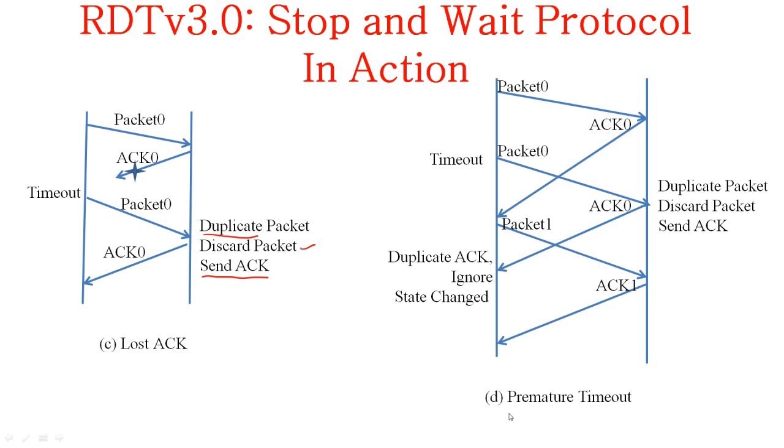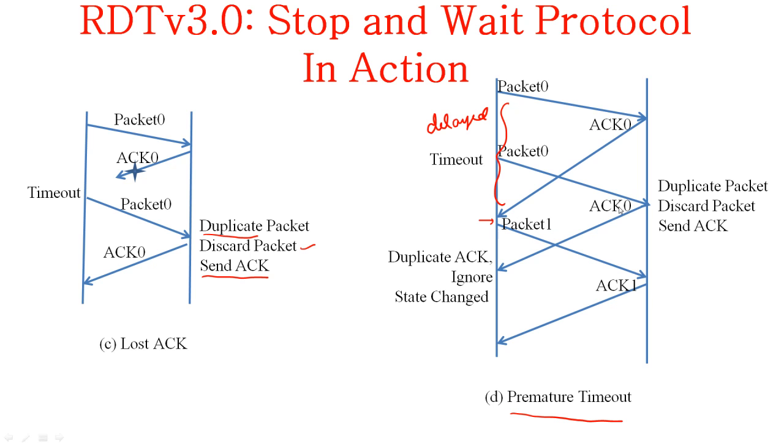Now here is a case of premature timeout where you send the packet, but this ACK got delayed a lot. So this is a delayed ACK. So you timed out before and you send the packet again. In response to this, you're again sending an acknowledgement. So when the first acknowledgement came, you are sending the next packet. This is the usual process.